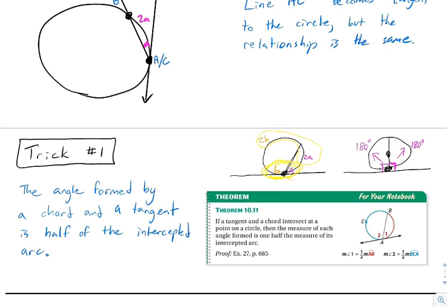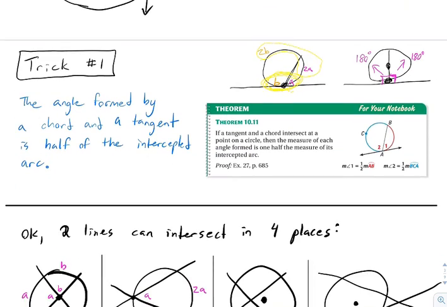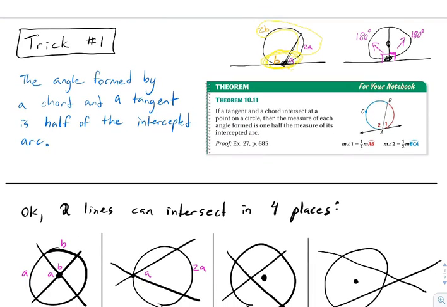Okay, so now let's look at the idea of where an angle could be. An angle could be in the center of a circle, right here. If two lines cross at the center, those central angles are, by the very definition of how we measure arcs, just equal to the arc measure.